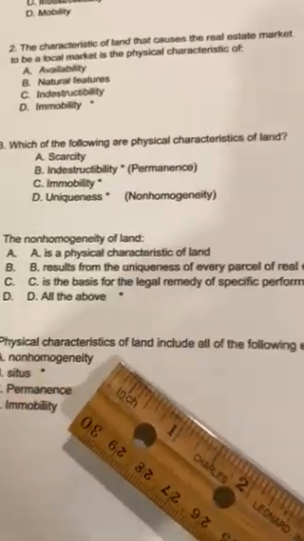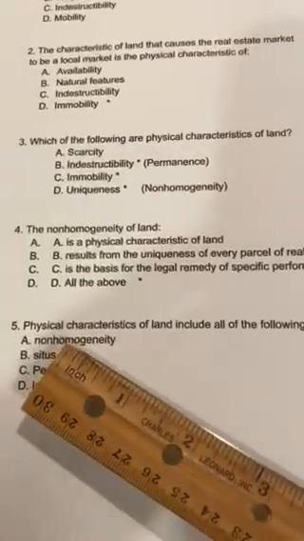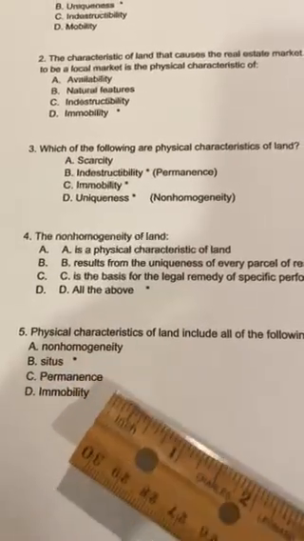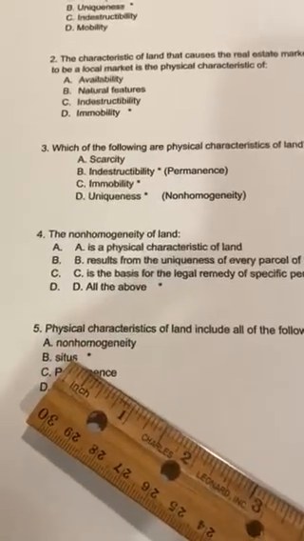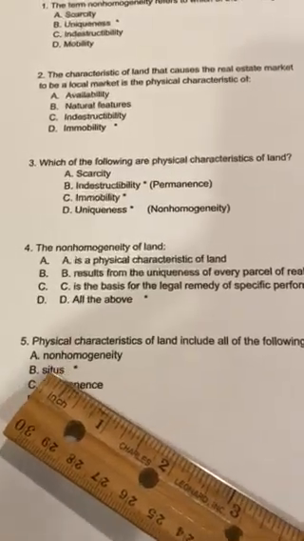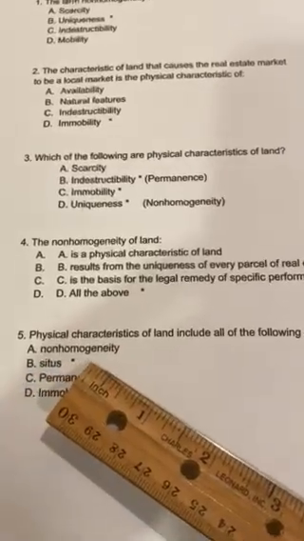The physical characteristics of land include all the following except. We know non-homogeneity, we know permanence, we know immobility, but situs is economic, and you associate the economic characteristic of situs with location, which is the economic characteristic of land.